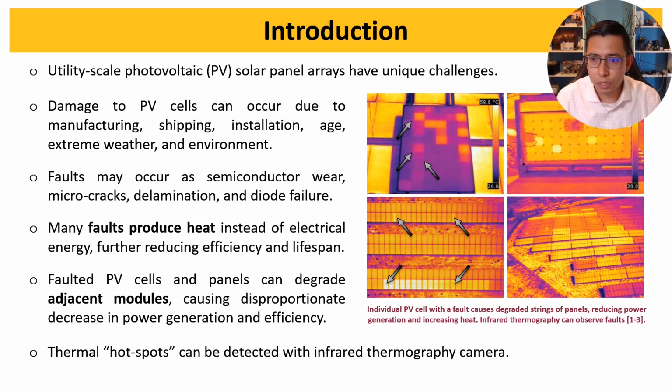Many of these faults produce heat instead of electrical energy. Faulty photovoltaic cells and panels not only cause a degradation in that localized area, but they can cause several other cells in that series or in parallel to become reduced as well. In some of the figures at the right, you can see one prominent cell going bad, taking the entire series of cells into a degraded state. It has a disproportionate amount of efficiency loss when any sort of error occurs.